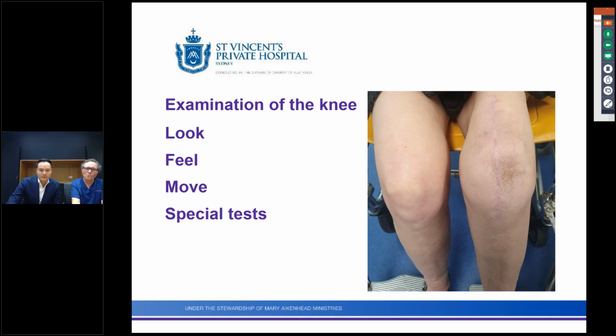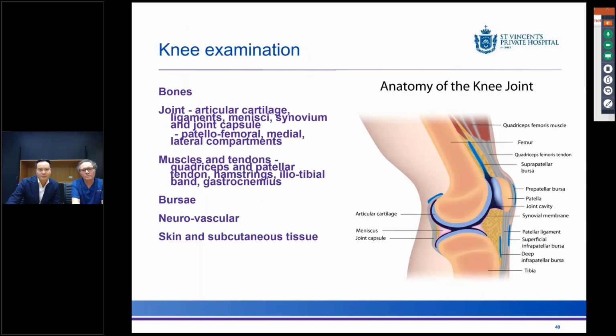So from going through look, feel, move, and special tests during the examination, we want to gain information about the status of the bones, the joint structures, in particular things like the ligaments, the meniscus, the muscles and tendons across the joint, the bursa, the neurovascular structures, and the skin and subcutaneous tissues.